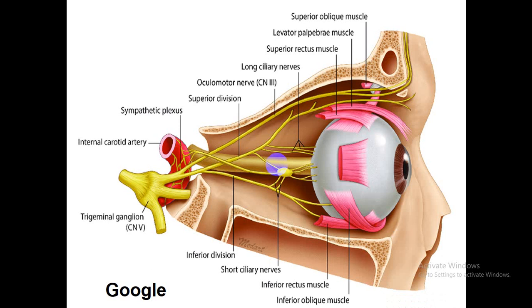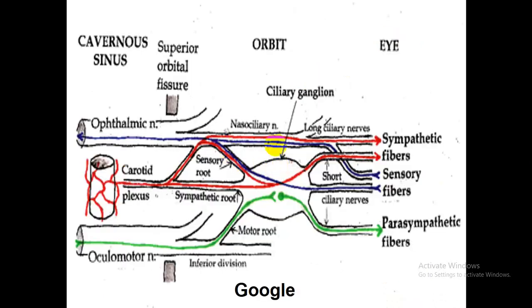This ganglia has the following components. This is the ciliary ganglia. Number 1, sensory fibers. Sensory fibers from the nasociliary nerve, which is a branch of the ophthalmic division of the trigeminal nerve. This blue one enters the nasociliary and goes to the ganglia. This is the sensory. Now the sympathetic fibers.